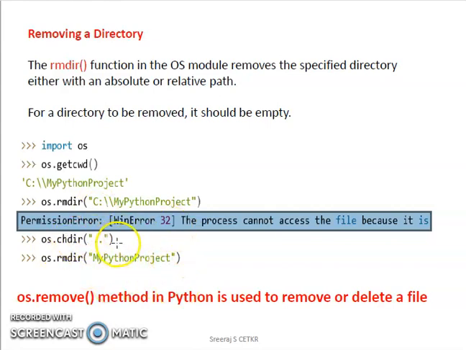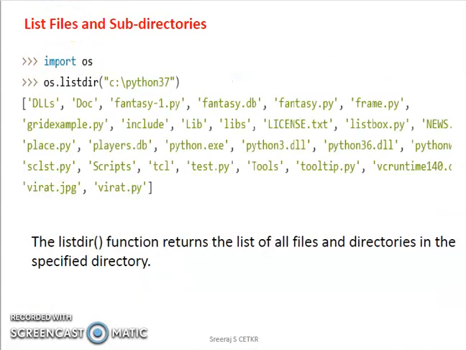So first of all, we have to move to the parent directory. So we will be using chdir double dot. It will point to this C drive only. I mean our current working area will be outside this folder. Then we can remove this folder by calling the rmdir function. So this particular folder with the name MyPython project will be deleted. Hope you got the point.